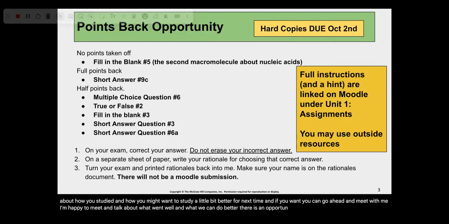There is an opportunity for points back. I will change the due date on this slide. But essentially, if you have gotten any one of these wrong, you're going to get an opportunity to correct it for either full points back or half points back. I will talk more about this on Thursday when I actually pass back your exams.